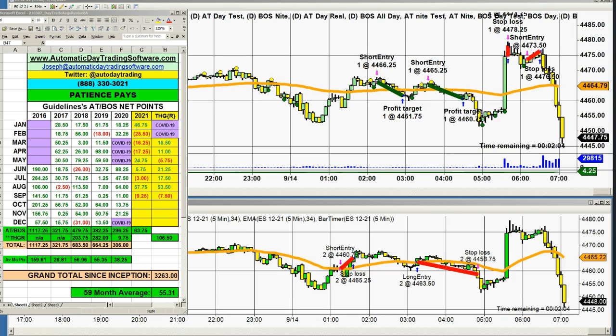So the first trade on THG is a loss. It was a short trade and the price went up, not down. So it's a loss.